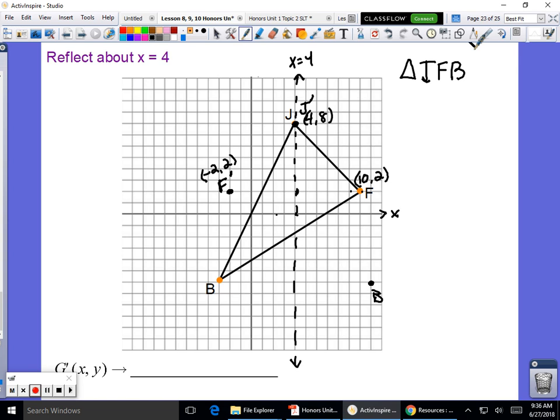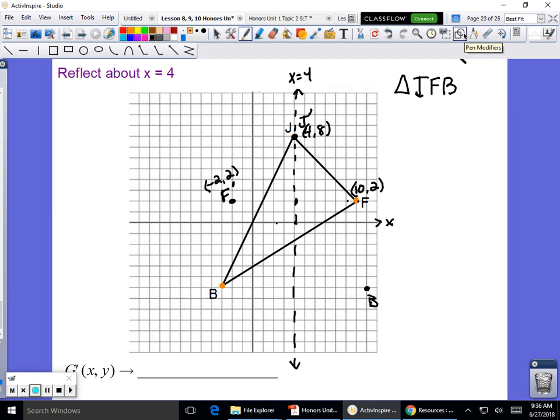So when I draw the new triangle, F, oh, that's not what I wanted, sorry. Let's try again. F, B, B to J, J to F. Okay, so this blue triangle, J prime F prime B prime, has been reflected over that line, x equals 4.